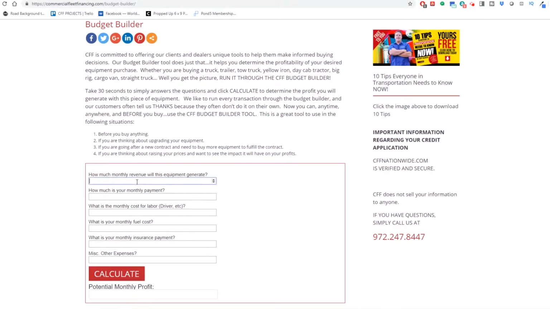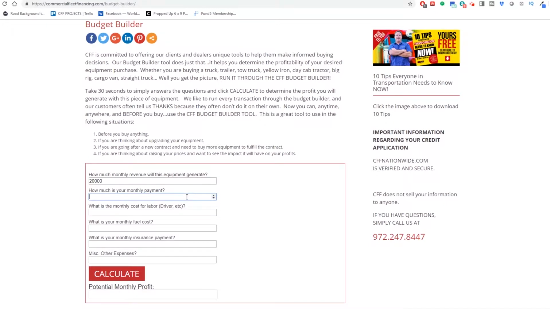So let's get started. The first thing I want you to do is go ahead and in the top column, the monthly revenue column, you have to figure out what this is for your business. But for the example, I want you to put in $20,000. That's how much money your truck or trailer or equipment is going to generate on a monthly basis.